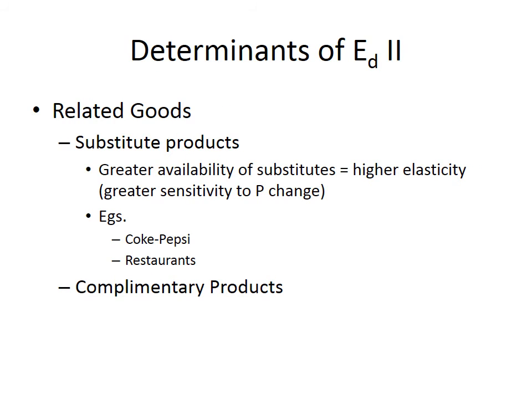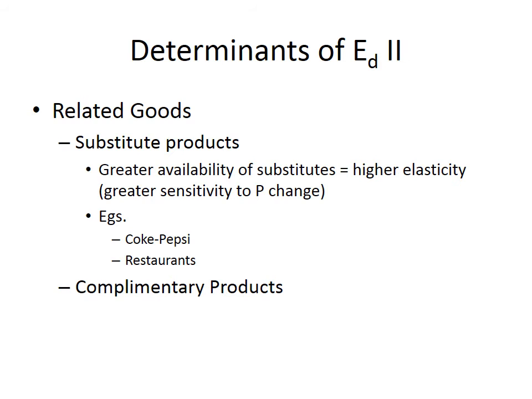Second thing, related goods, and we've talked about this before, substitute products. The greater the availability of substitutes, the higher the elasticity. Meaning, the more substitute products there are out there, each of them is going to have a greater sensitivity of demand to a change in price or to a change in price of their substitutes.